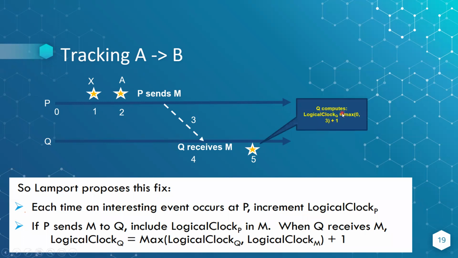Like Q computes logical clock Q equal to max of 0, 3, and P, 0, 3, plus 1, which is equal to 4. It means 0 and 3 are part of event A and 4 is part of event B. So we can conclude that event A occurs first and event B occurs second.